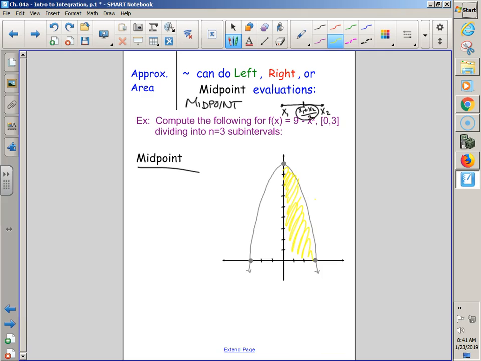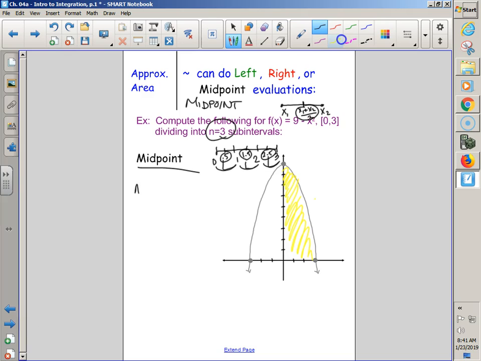Once again, n does equal 3. So once again, we are going by ones. But the problem is, for each of my subintervals, for a midpoint, we're not using 0 or 1. We're using 0.5. We're not using 1 or 2. We're using 1.5. We're not using 2 or 3. We're using 2.5.